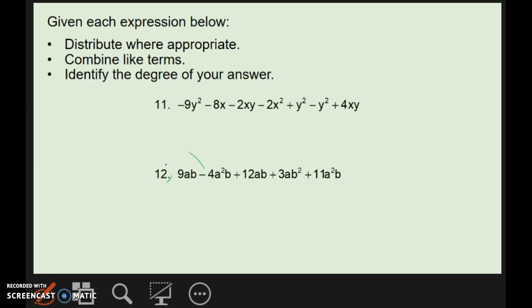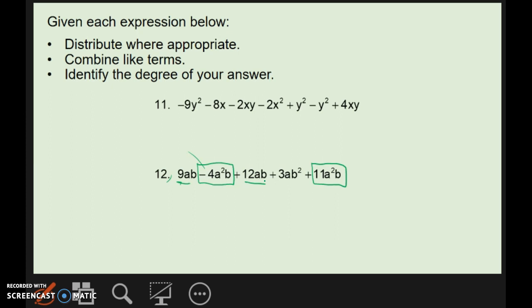We have a's and b's in every single term, but these are not all like terms. The ones that are like terms are these, because they have a squared and b to the first. And these, because they're just ab. The last term doesn't have a match, because the exponent of 2 is not attached to the a, it's attached to the b. We don't have anything to match up with it.